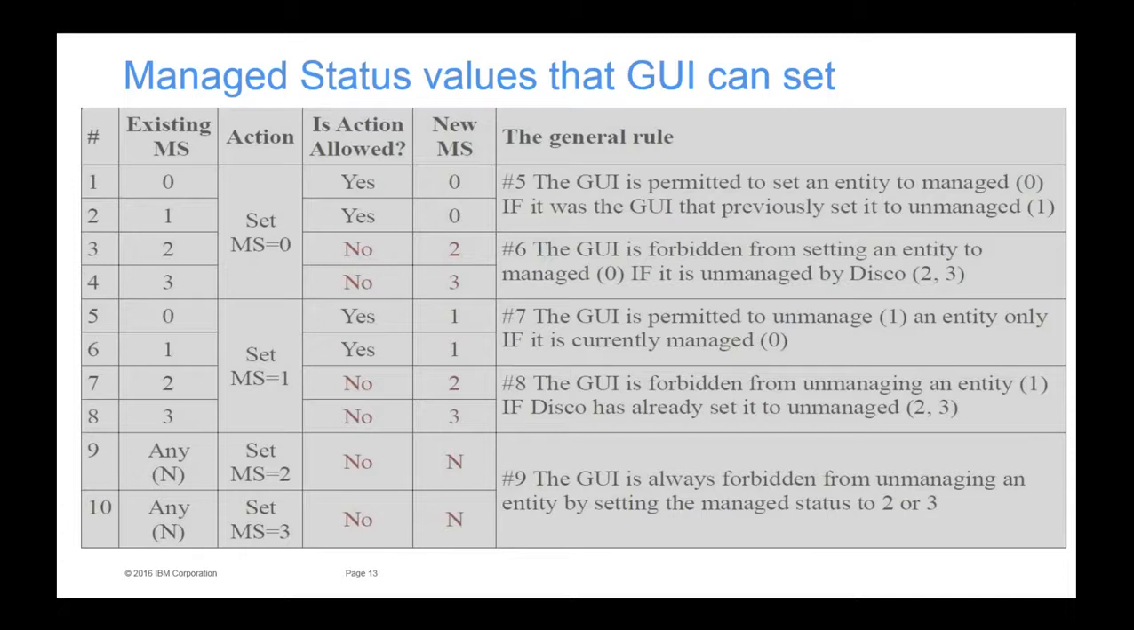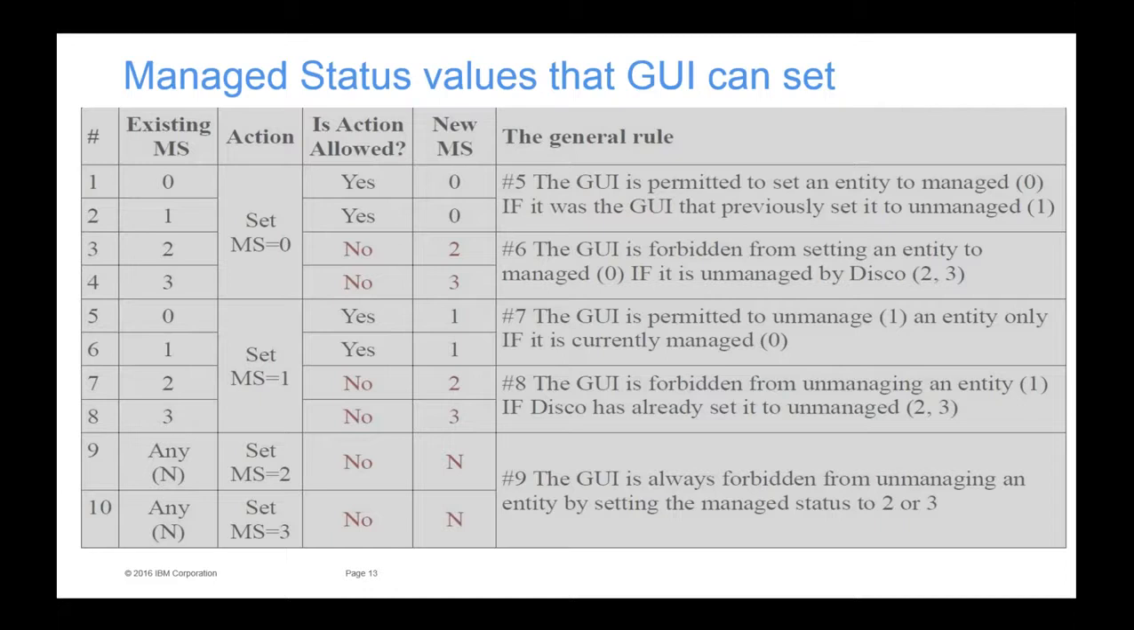The managed status values that the GUI can set. If you have an existing managed status of 0 or 1, then we can set that to 0. In other words, 0 to 0 wouldn't happen, but 1 to 0 you can. The GUI is permitted to set an entity to managed if it was the GUI that had previously unmanaged it. So the managed status value of 1 is always set by the GUI. So you can use the GUI to then reset it back to 0.